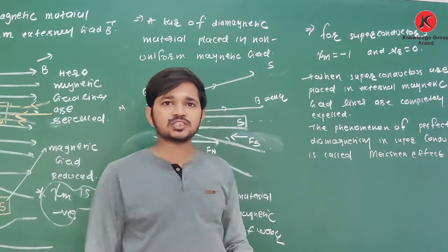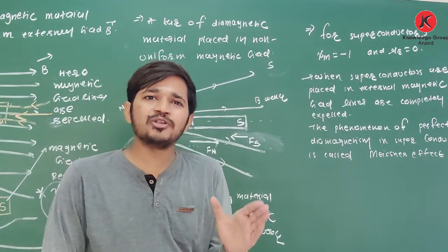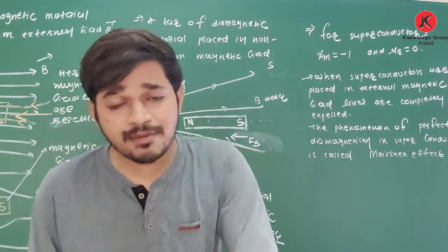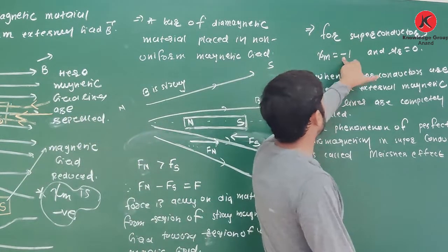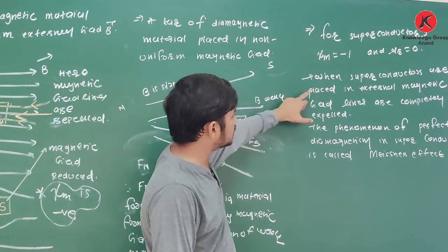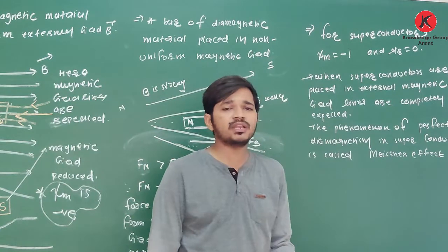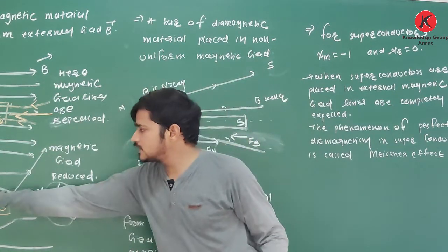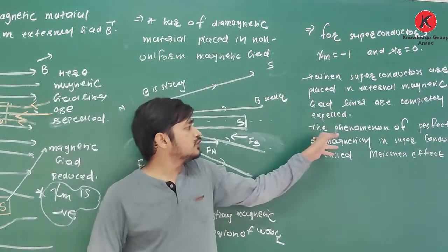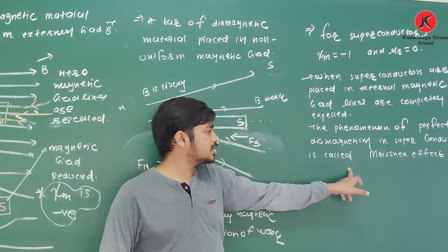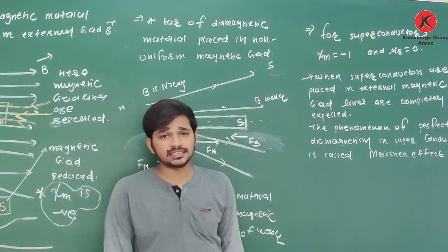Chi m equal to -1 means if the external magnetic field is B, then the magnetic field produced by the diamagnetic material is also B, but in the opposite direction. That's why chi m is equal to -1. So when superconductors are placed in an external magnetic field, the field lines are completely expelled. What is the meaning of this? In this region, the total magnetic field becomes zero. This phenomenon of perfect diamagnetism in a superconductor is called the Meissner effect, and it is used in the levitated train system.